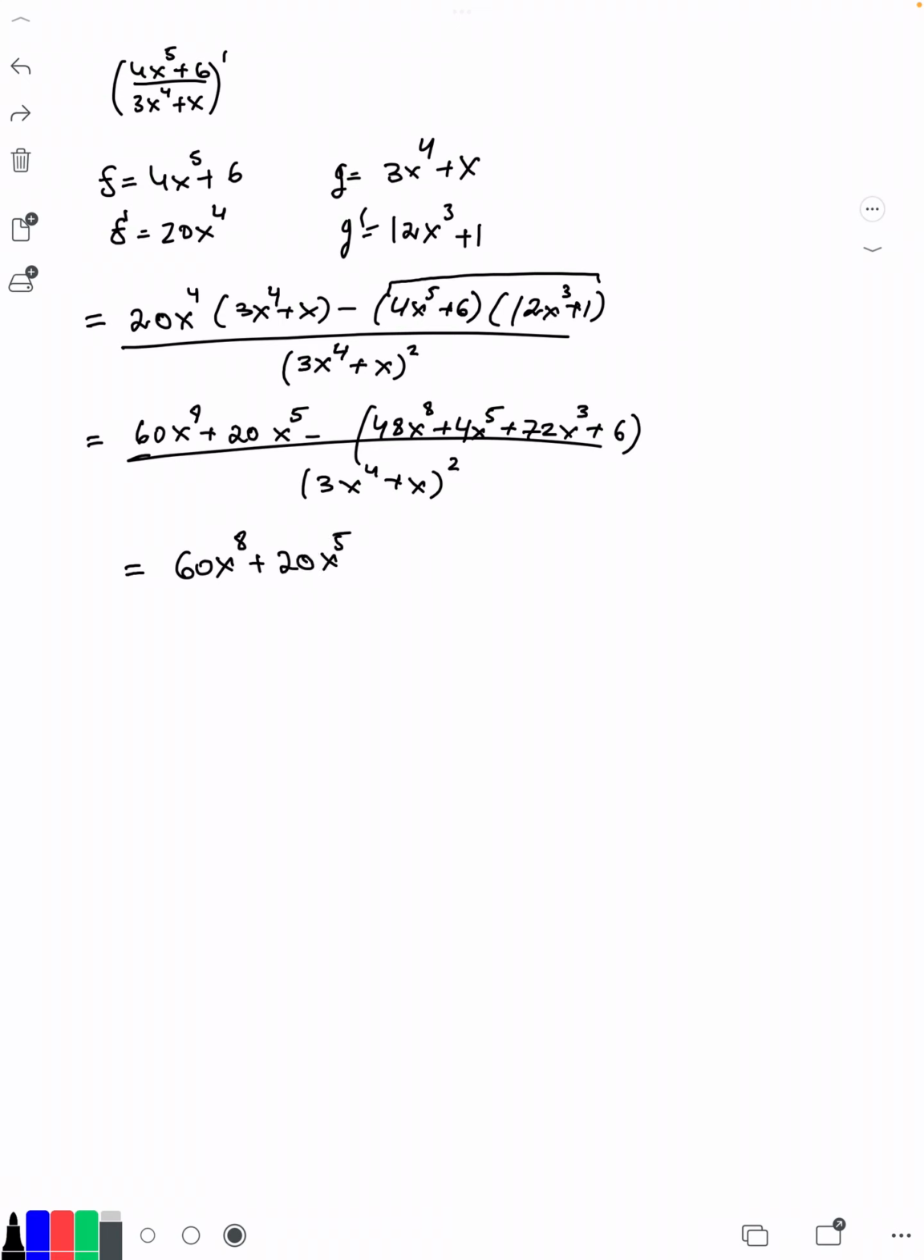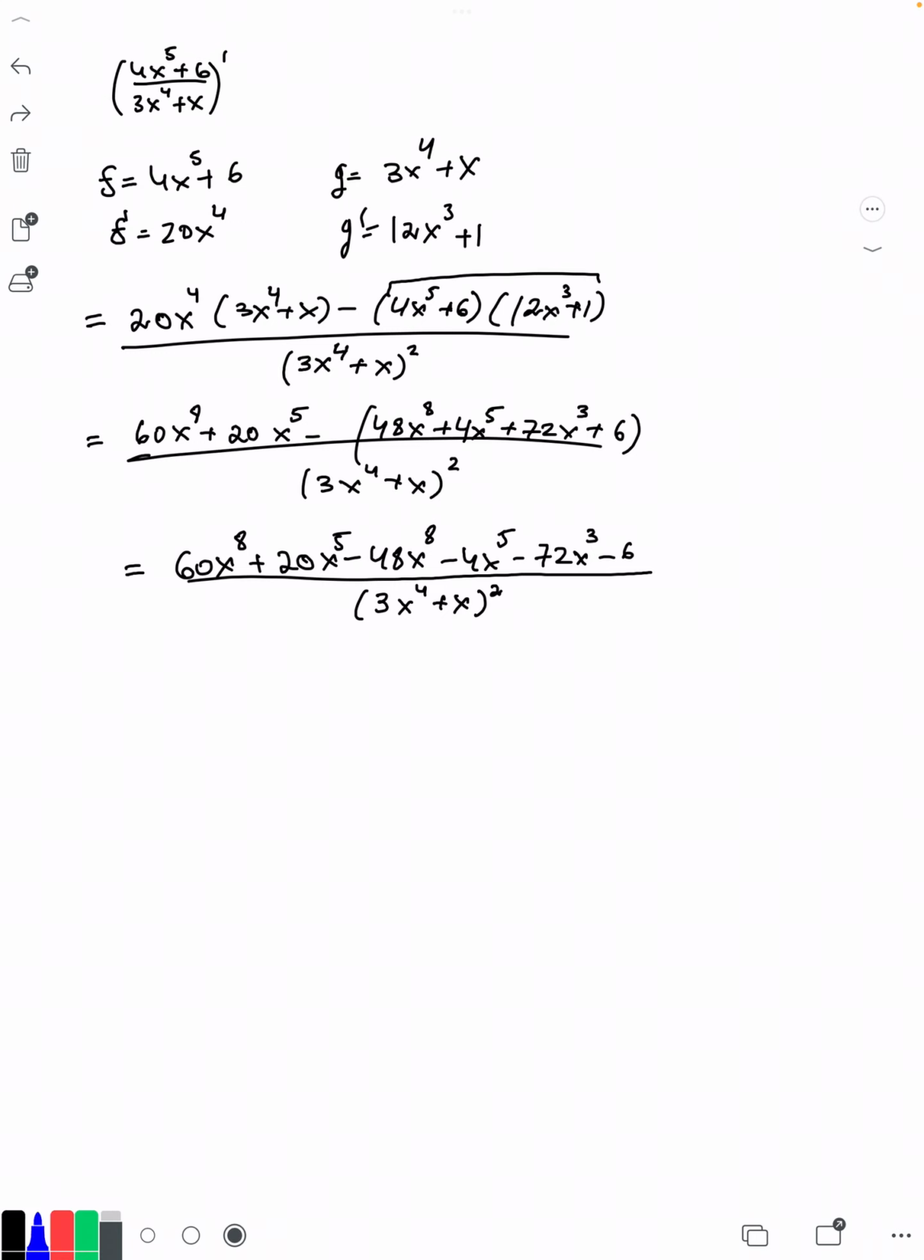And now all we need to do is just change the pluses into minuses and minuses into pluses. So 48x to the power of 8 becomes minus 48x to the power of 8. 4x to the power of 5 becomes minus 4x to the power of 5. 72x to the power of 3 becomes minus 72x to the power of 3. And 6 becomes minus 6. Again, they're gonna divide it all by 3x to the power 4 plus x, and that all is squared.